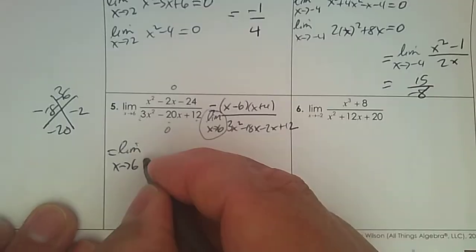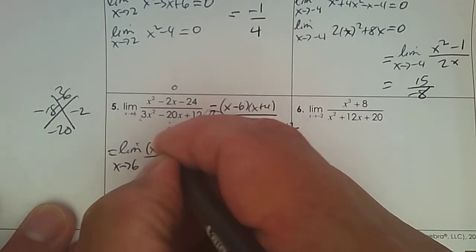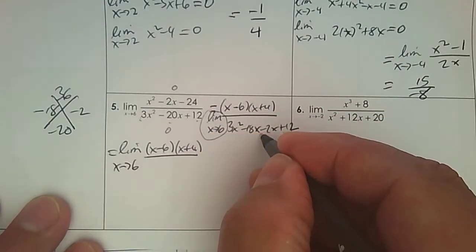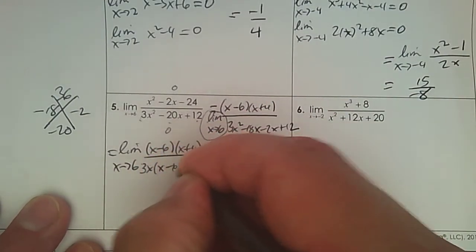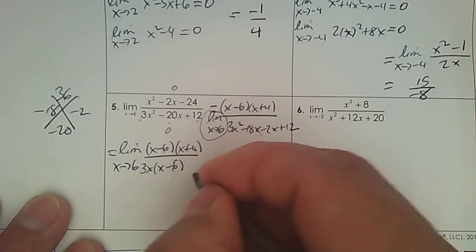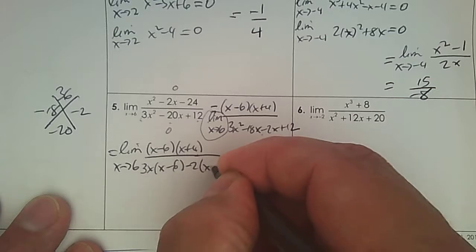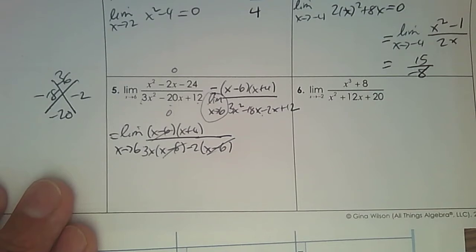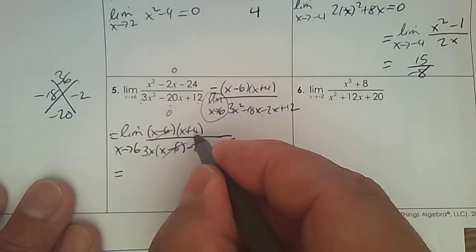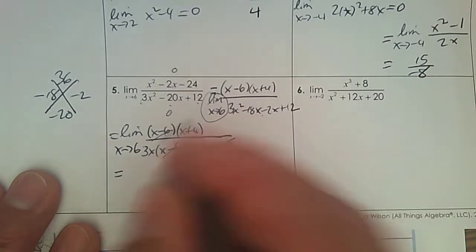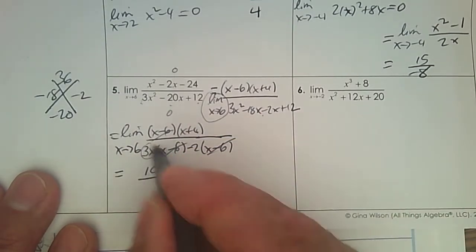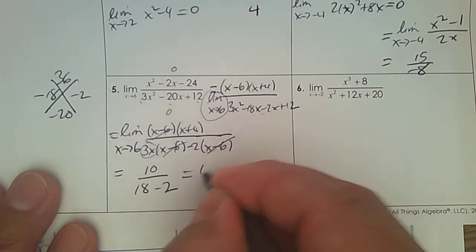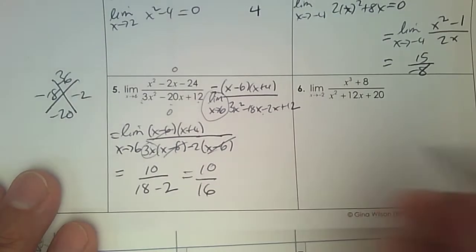Now I'm going to factor by grouping. So I still already have x minus 6 and x plus 4. In the denominator, I'm going to factor out a 3x and be left with x minus 6. I'm going to factor out a negative 2 and be left with x minus 6. So you can see the common factor here. The x minus 6's divide out, and then I can do a substitution. So now when I substitute in, 6 plus 4 is 10. 3 times 6 is 18 minus 2. And that's it. So you could write this as 10 over 16 or 5 over 8.